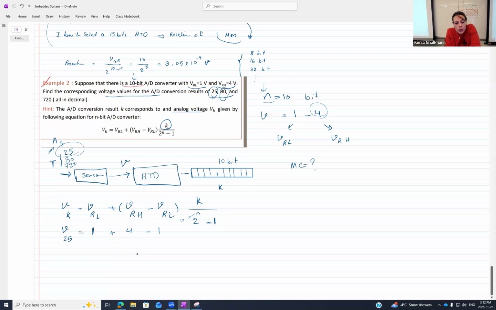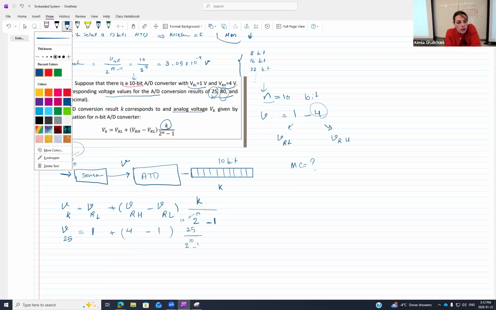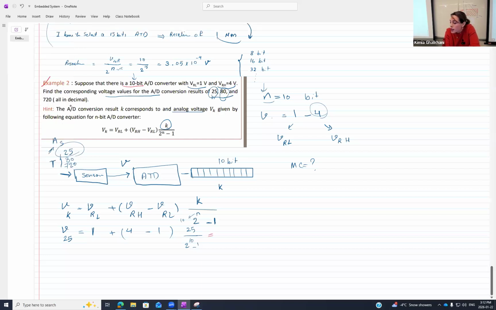And then if this is V25, then K in here is going to be 25 over 2 to the power of 10 minus 1. If you calculate this one, what's the answer? Just a little bit of math. It's going to be 1.07 volts. Everyone got the point?